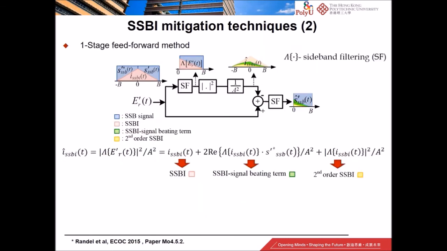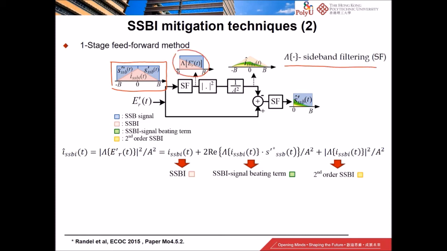For example, instead of the feedback method, there is also a feed forward method. So the idea goes like this. Let's say at the receiver, in the receive signal, you have the SSB signal, the blue one that you wanted, and also the SSBI, the triangle. Okay, so what you can do is you can extract one of the sidebands. Here we have what we call the sideband filter. Then you get one of the sidebands.